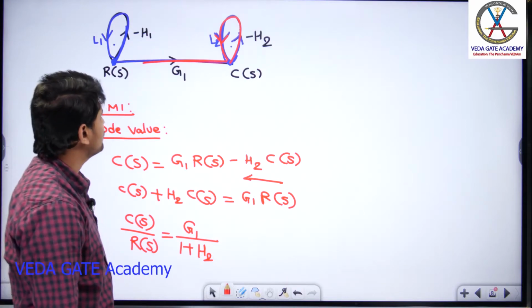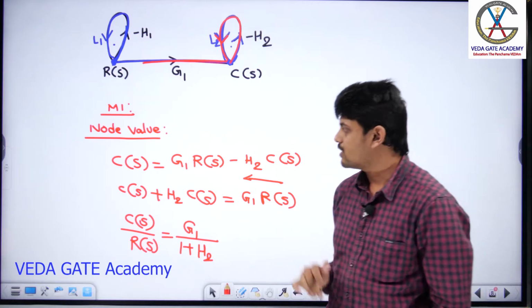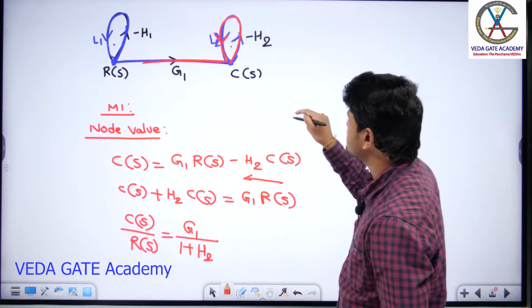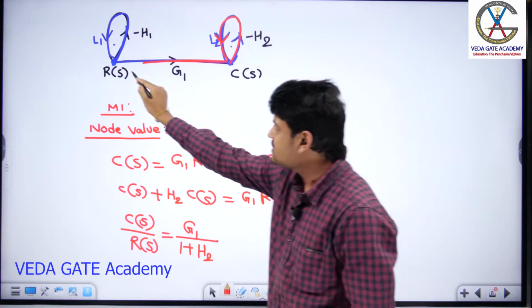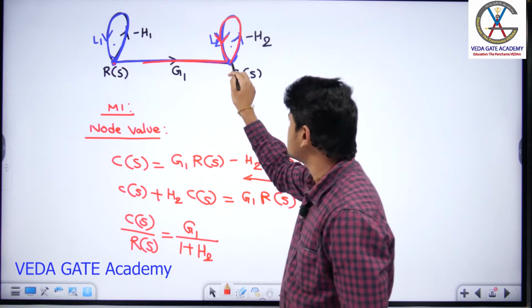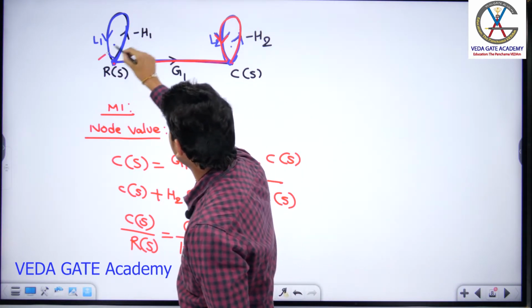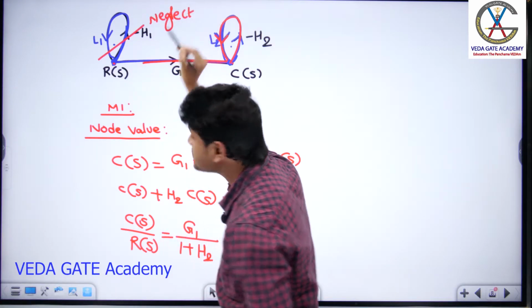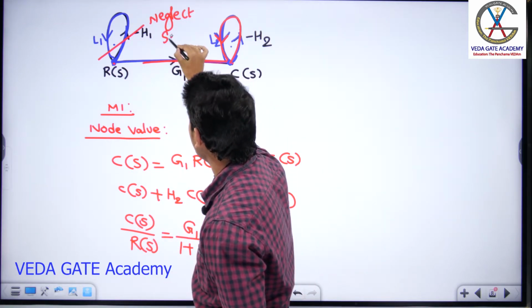The second method I would like to convey here is, based on the observation from this discussion, if I want to apply Mason's gain formula to get the same answer, I can see this is a self loop at the input side, and this is a self loop at the output side. What I will do is always neglect the self loop. This is only an observation, there is no standard proof. Always neglect the self loop at the input side.